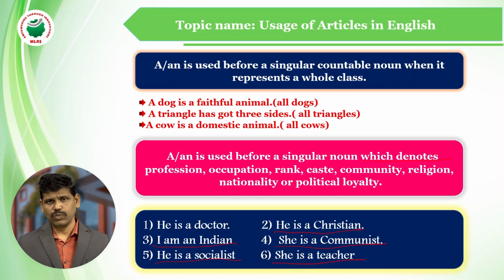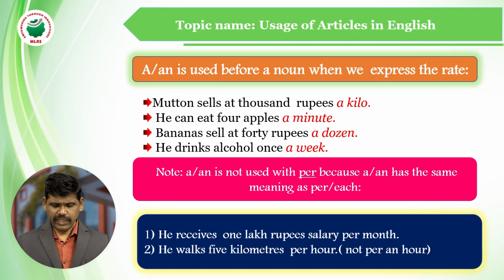So you must use article a or an, depending on the sound. So he is a doctor, once again. He is a Christian. Don't say he is Christian, he is doctor, he is teacher, he is lawyer. No, the article is compulsory. Without the article, the quality of your language is not up to the mark.